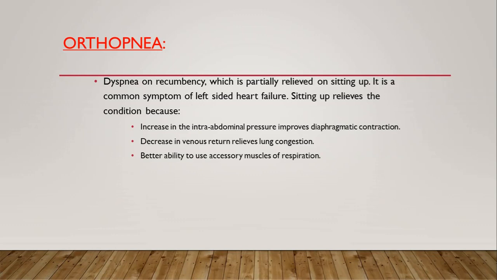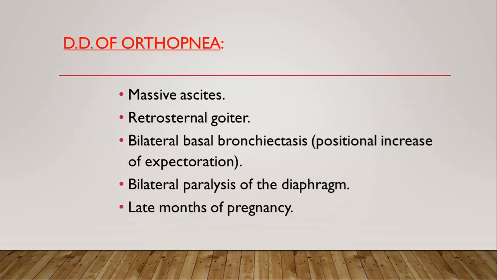Increased intra-abdominal pressure, such as massive ascites, can cause it. A pregnant lady in the seventh or eighth month can also have orthopnea. So the differential diagnosis of orthopnea: massive ascites, retrosternal goiter, bilateral basal bronchiectasis, bilateral paralysis of the diaphragm, and late months of pregnancy.